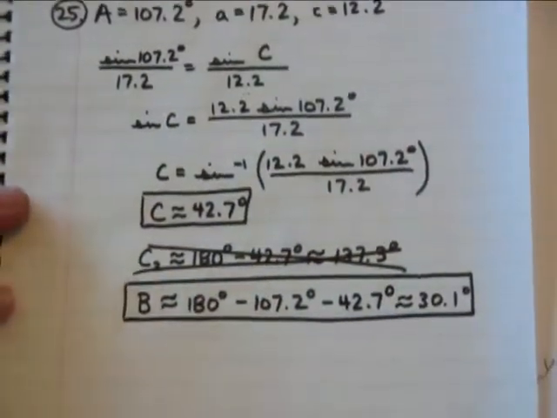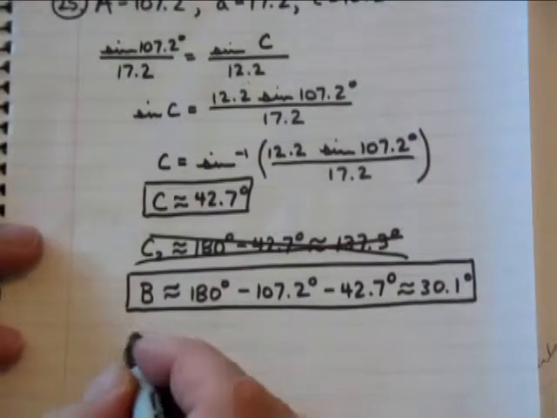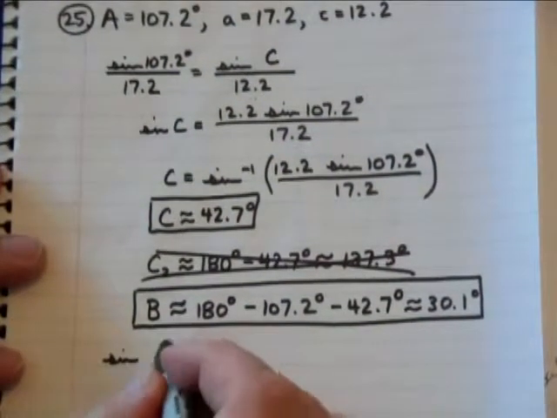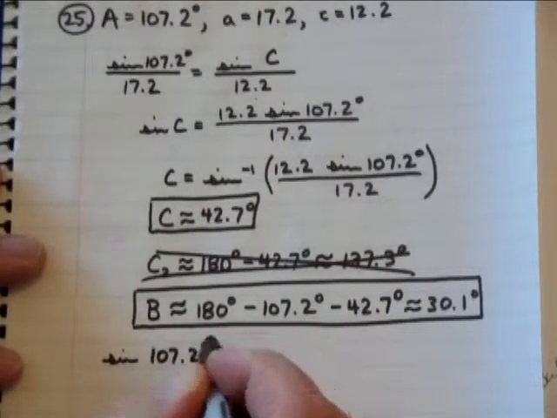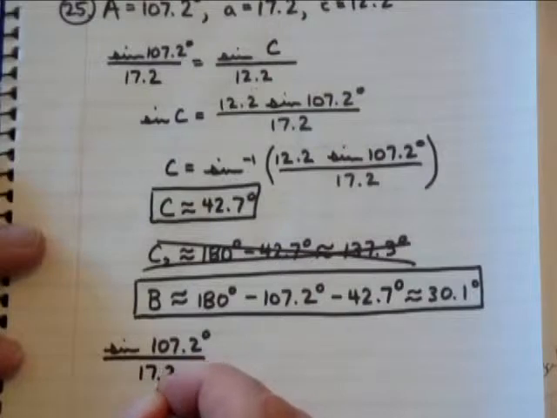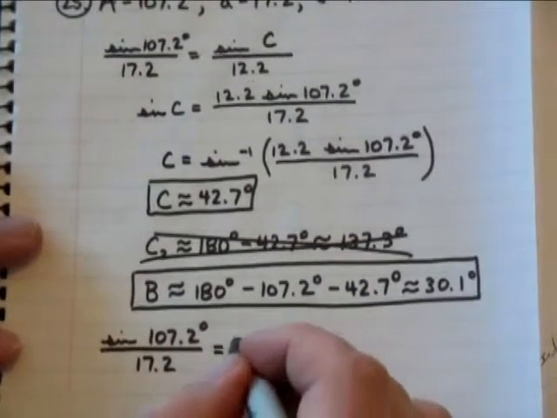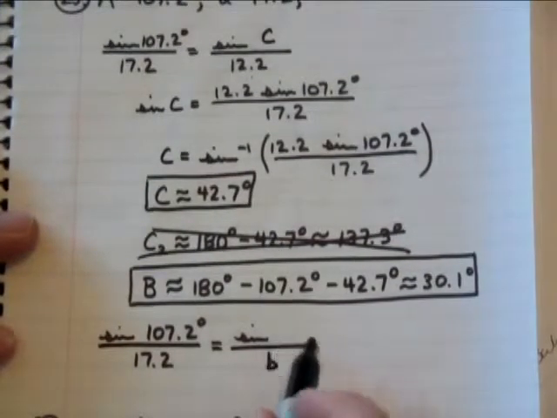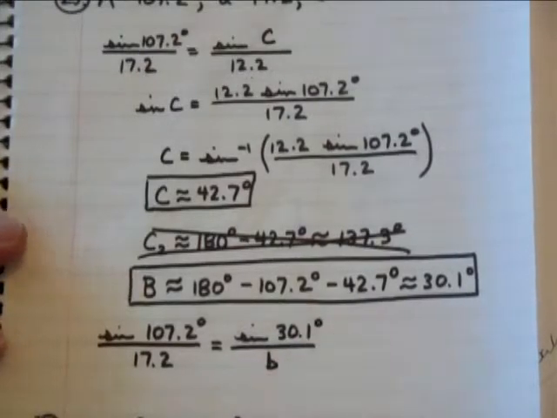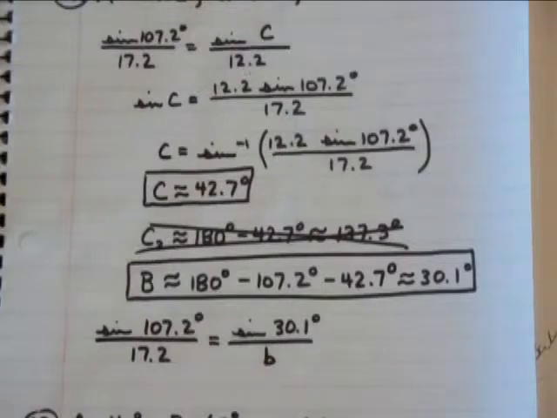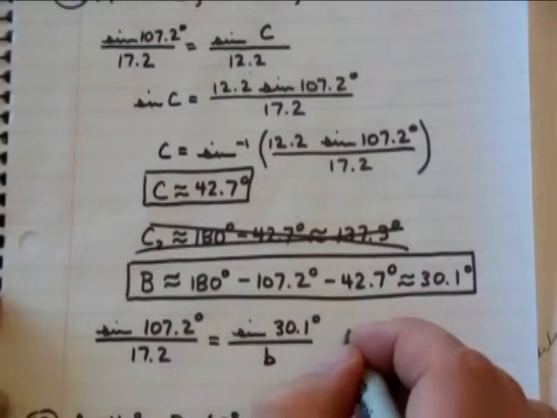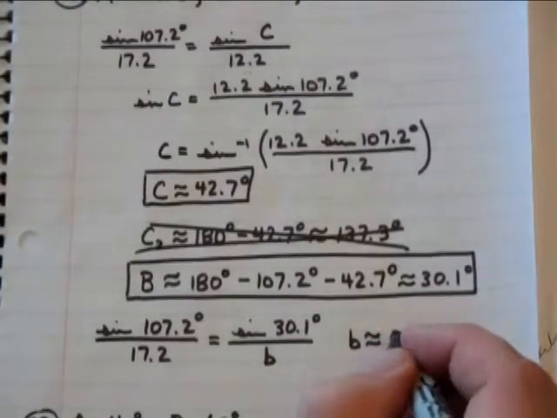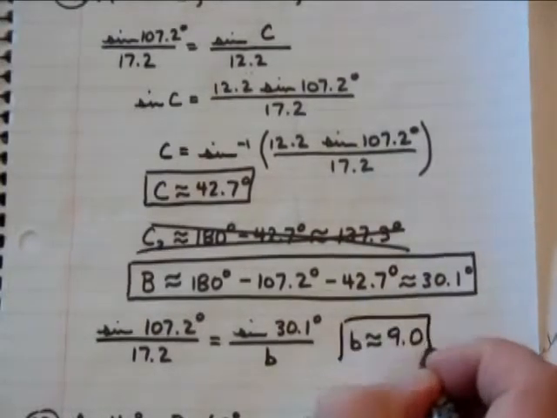And then as our final step, we just need to determine the length of side B. Again, use as much of your given information as you can. So in this case, when we go to set it up, we say sine of A, which is 107.2 degrees, over side A, which is 17.2, is equal to, and what we're looking for is side B, so we should use what we found for angle B in the remainder of this equation. So angle B we found to be 30.1 degrees. Okay, solve this for B, plug it into your calculator, and what you should get is that B is approximately 9.0 units in length.